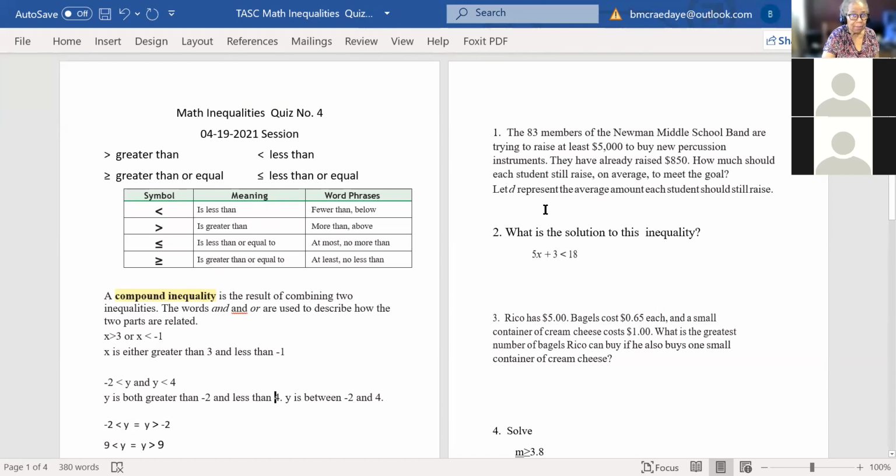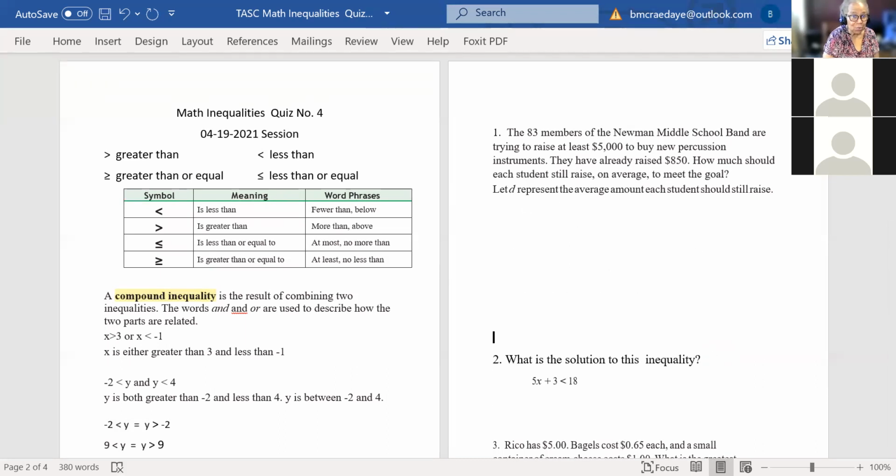Yes, do number 1. It's asking specifically, how much should each student raise to meet this goal of $5,000? So you're solving this one for an actual number. How much should each student raise on average to meet the goal? So I want you to solve that one right now. Set up your inequality and solve it. Number 1. You want to read it, Vanessa? Just read it for clarity.